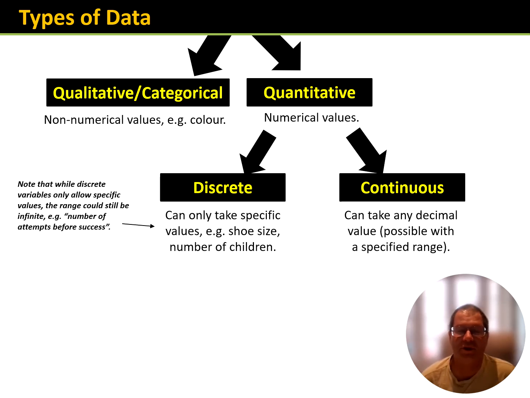Okay, now note it says on the left that while discrete variables only allow specific values, the range could still be infinite. So for example, if you were tossing a coin and you wanted to count the number of heads you got until you got a tail, in theory you could go on for an infinite time, but it's still discrete because it will be a value which can't take any decimal value within a specified range.